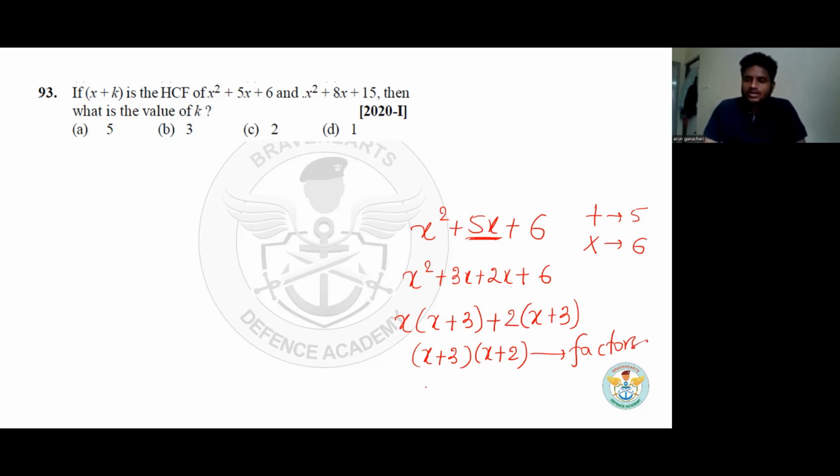Now you have to equate x plus 3 equal to 0 or x plus 2 equal to 0. Then x will become minus 3 and x will become minus 2. These are called roots. This x plus 3 and x plus 2 are called factors, and x equal to minus 3 and x equal to minus 2 are called roots.